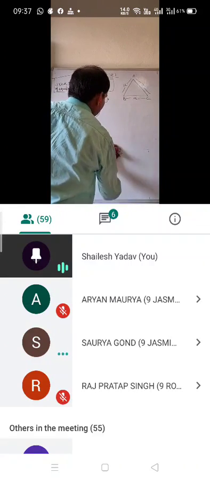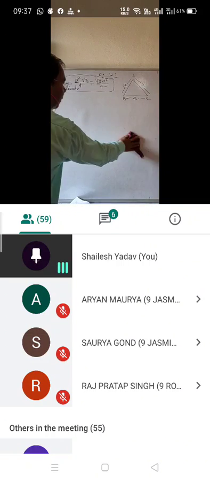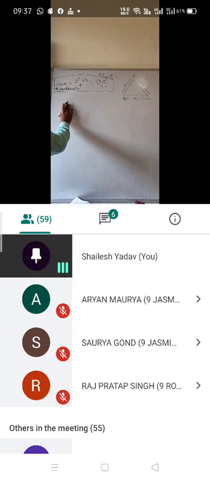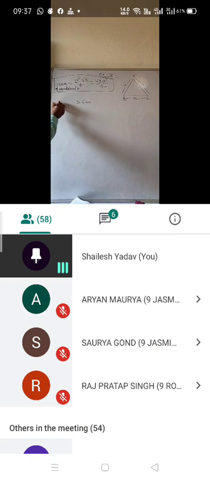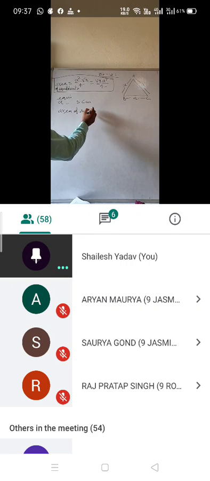Now suppose I ask that the side of an equilateral triangle is 5 centimeter. What will be the area of this triangle? If it is an equilateral triangle, then the area of this triangle is equal to, what is the formula?